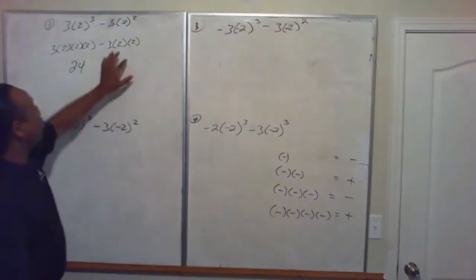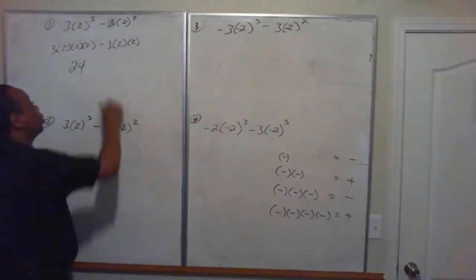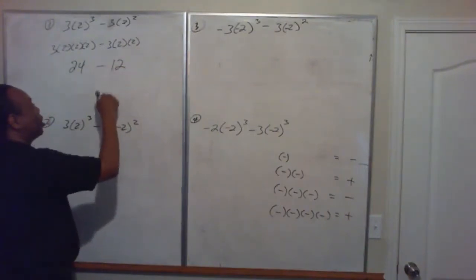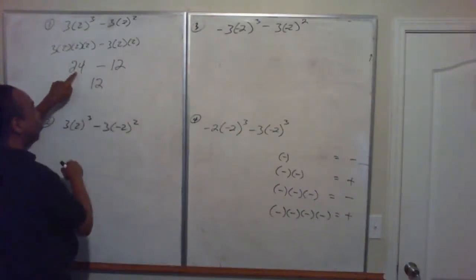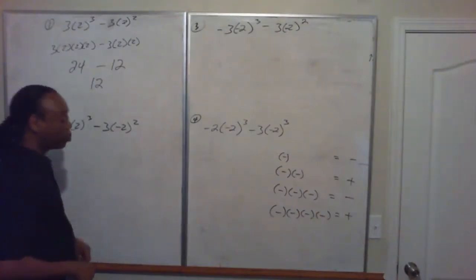So here we have 3 numbers multiplying. It's only 1 negative, so your answer will be negative. So 3 times 4 is 12, and it'll be negative 12. Different signs subtract, so we get 12 here when we subtract these two. And the bigger sign wins, so positive 24 wins, so we have a positive 12.